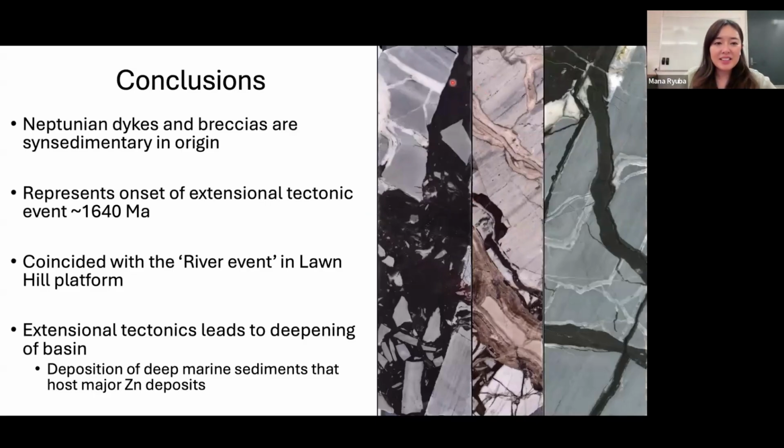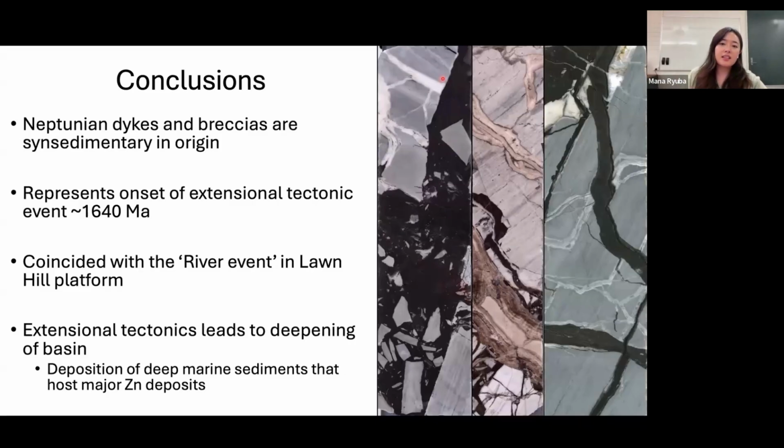So that's it from me. But just to summarize, the Neptunian dykes and breccias are of a sedimentary origin, and we think they represent this extensional tectonic event happening at about 1640 million years ago, and that this tectonic event is affecting other areas of the Carpentaria zinc belt as well. It's probably what's causing the transgression that leads to the deposition of those deep marine cements that are so important for the stratiform zinc deposits.